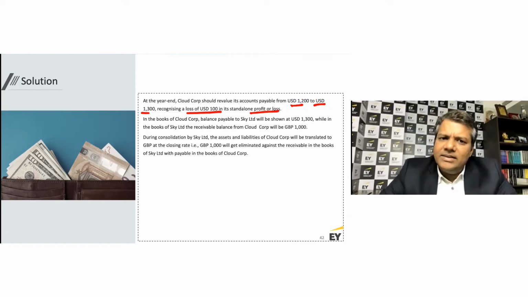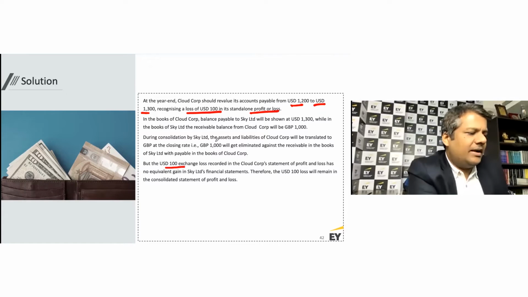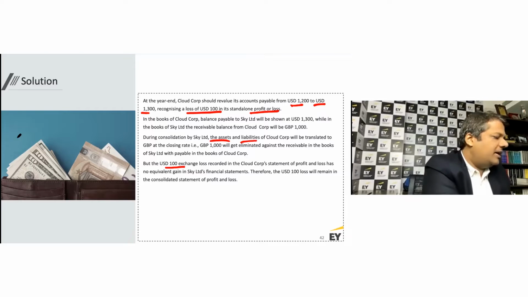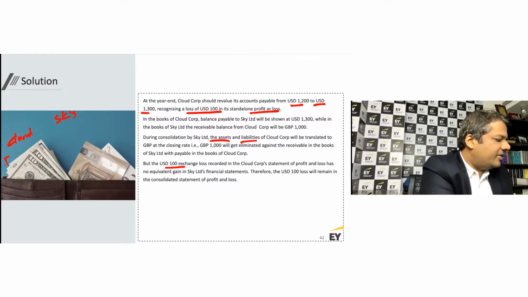The 1000 will get eliminated against the receivable in the books of Sky Limited, with the payable in the books of Cloud Corp. But the US dollar 100, the receivable and the payable, the asset and the liability. So if you look at it, this is my Cloud, and then we have the Sky. Now Cloud has recorded, in the functional currency, $1,300, and in the presentation currency, what is the exchange rate I'm going to use? 1.3, so it will become 1000 GBP, and here it is dollars. And in the books of Sky, the receivable is anyway 1000 pounds.